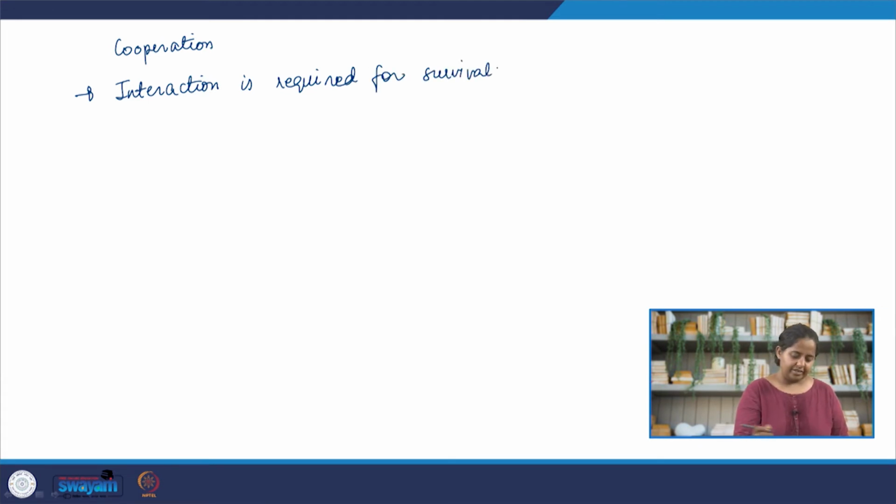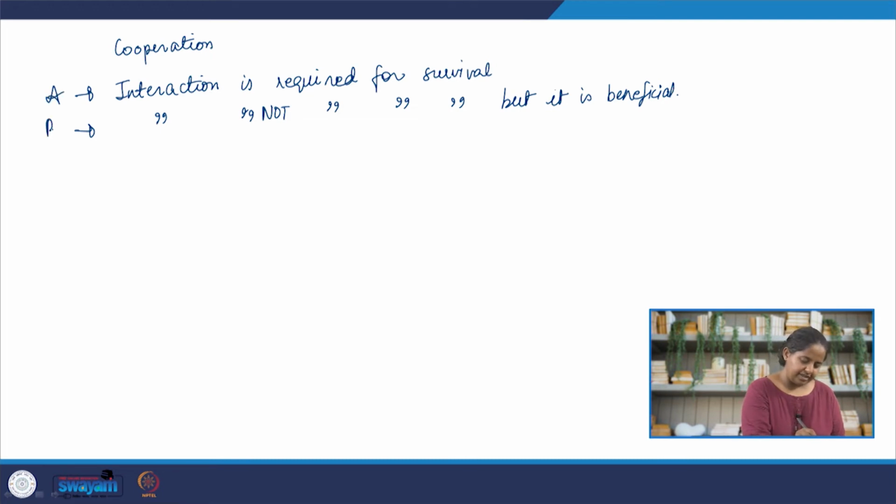In the other case, interaction is not required for survival, but it is beneficial. Okay, so let's take the first case, call it case A, and the second case is case B. So let's take case A, where interaction is required for survival.